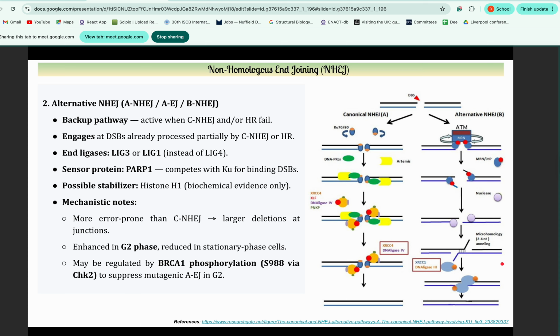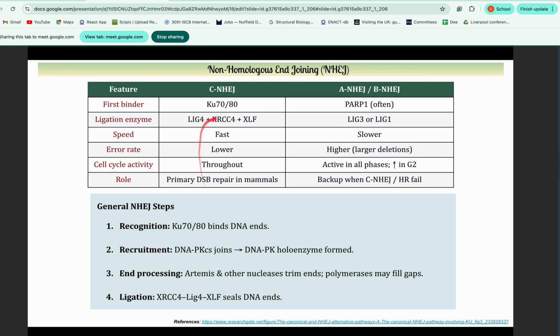That's why it is error prone, and it also performs short annealing, because during resection it makes sure that if there is a double strand break, a 2 to 4 nucleotide stretch is left hanging and gets flapped off. Whereas if it is a single strand break, then more than 25 nucleotides can also get resected. Okay, so this is the difference between both of them.